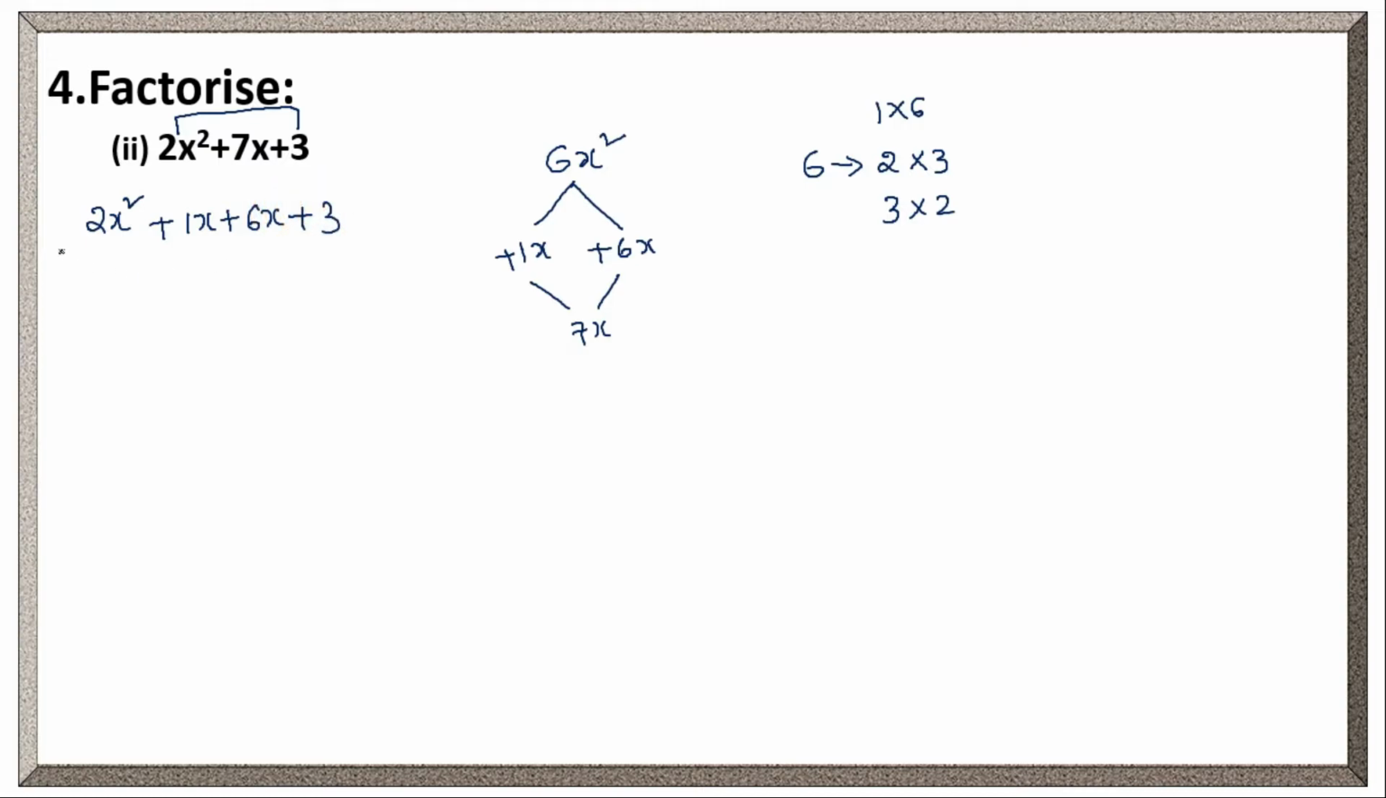Clear? Now, in the first two terms, what is common? x is common. So, let us take x as common. What remained in the first term? 1x I have taken as common, so 2x remained. Plus 1x I have taken. What remained? 1.